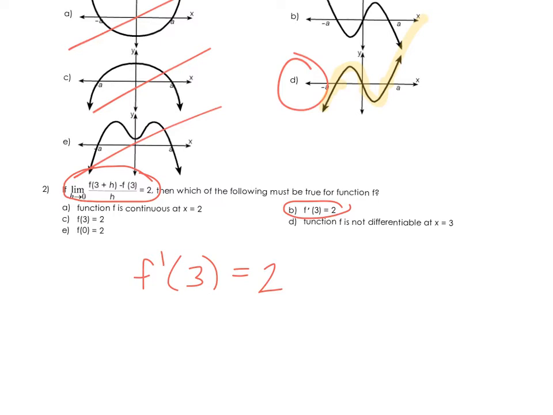We didn't get a lot into continuity, so part A you might be stuck on, only because we haven't talked about it a whole lot. F of 3 equals 2, we can't say that. By chance, could the function at 3 be 2? Sure, but that's not something we know based on what's given in the problem. Could f of 0 be 2? Sure, it could be, but the question is what this allows you to get. This allows me to know this piece of information: the derivative at 3 is 2.